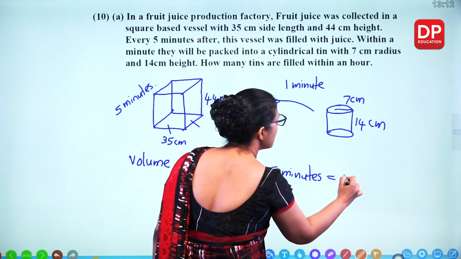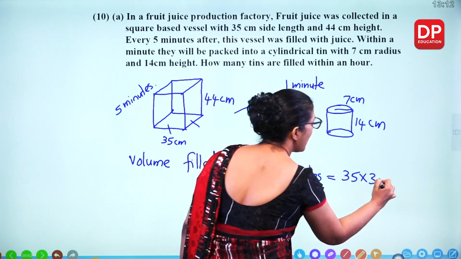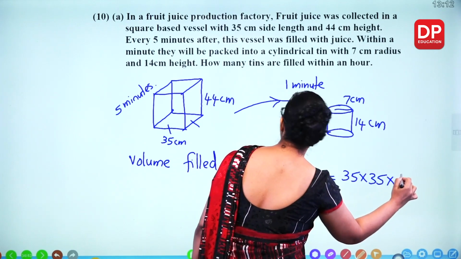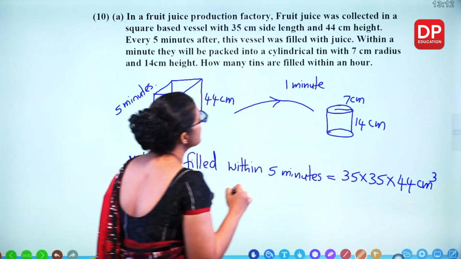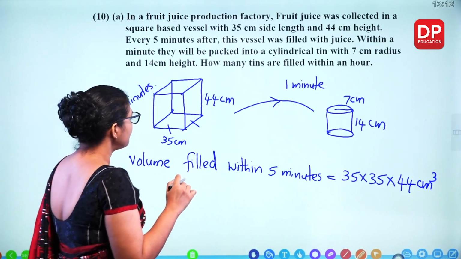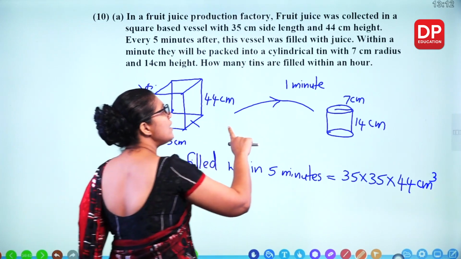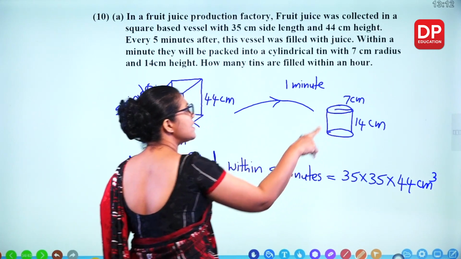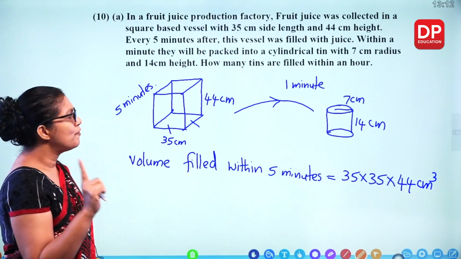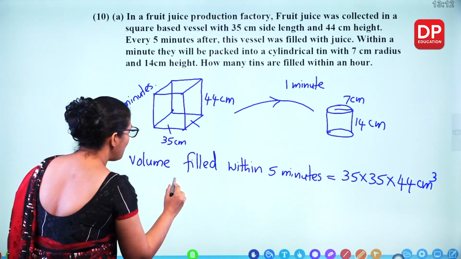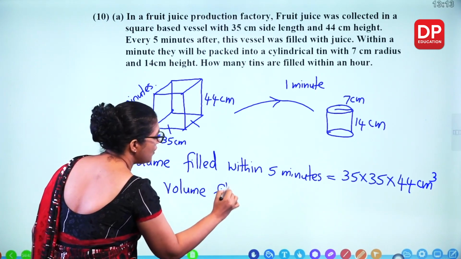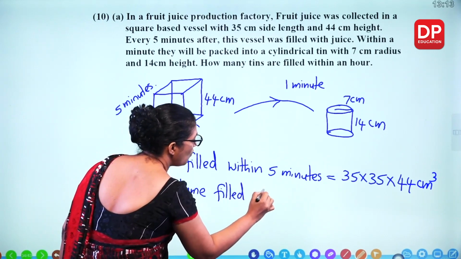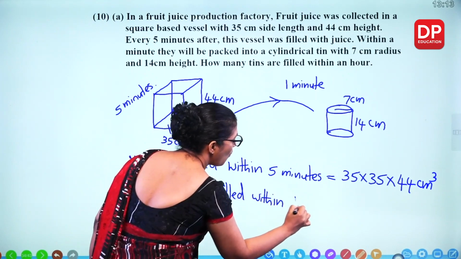That's 35 into 35. That's base area into height. Height is 44. That's cubic centimeters. And then you need 1 minute. So what is the volume filled within 1 minute? Volume filled within 1 minute.